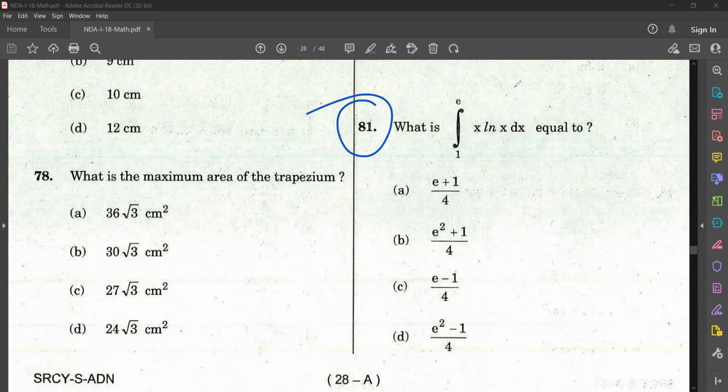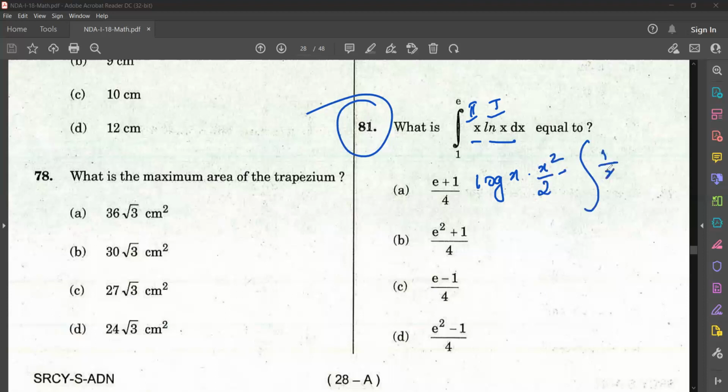So here also we can apply integration by parts, isn't it? Why? Because here we are having two functions and the product is there. So obviously we have to apply the integration by parts. So I'm taking this as the first function, this as the second function. So this is actually log x, isn't it? So first function, log function, into integral of the second function, minus integral of derivative of the first function into integral of the second function dx, and this everything within the limit 1 to e.